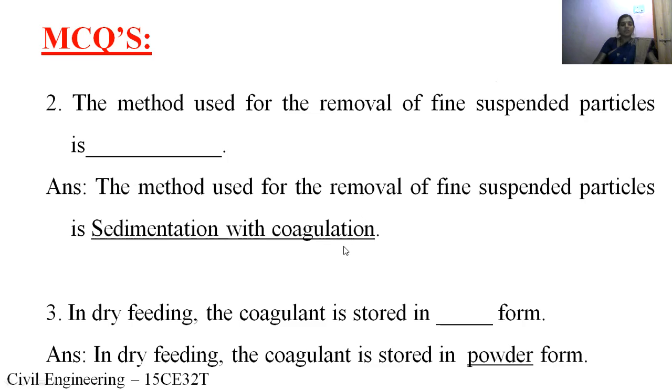Next question. In dry feeding, the coagulant is stored in what form? The coagulant is stored in powder form. The name itself indicates it: dry means it will be dry. That will be in the form of powder. So answer is powder form.